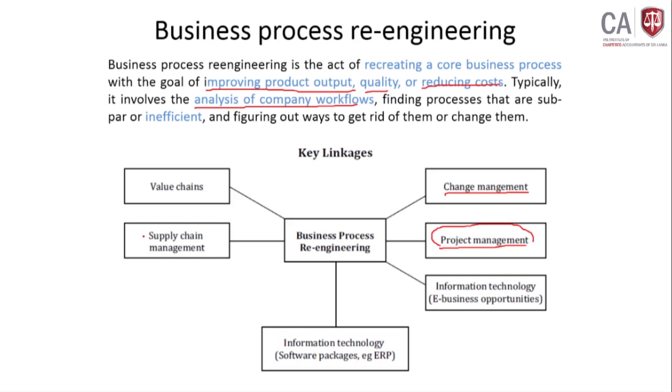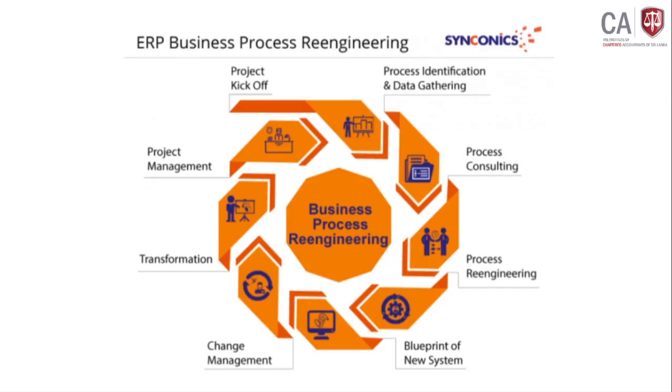And supply chain management also has to be improved in your organization, within the organization and also outside the organization. Value chains: when processing so many activities, there are so many value chain activities involved in the business process. So, those are the key linkages in business process re-engineering. It is explained in a pictorial way here.